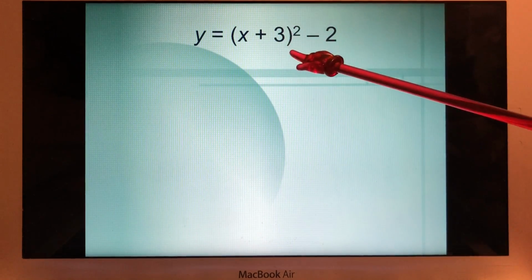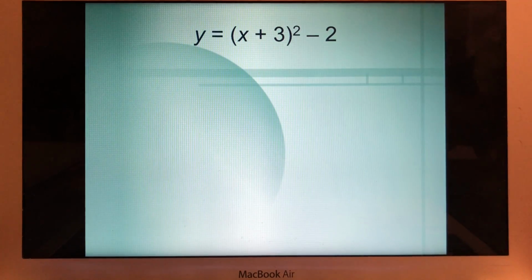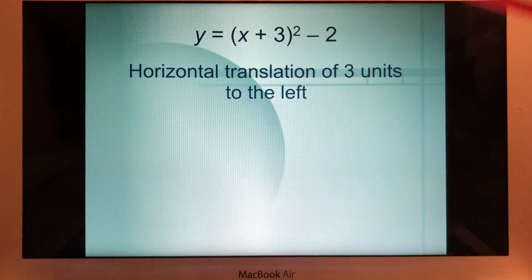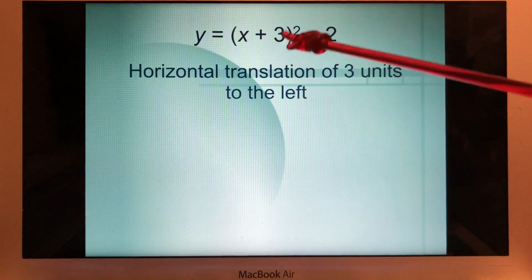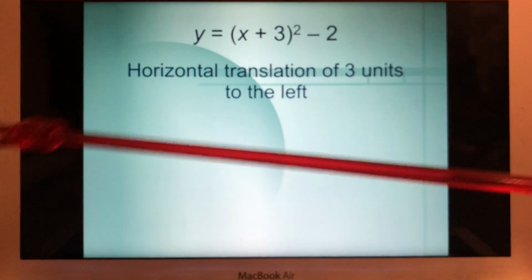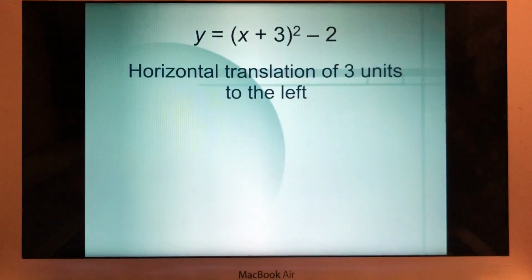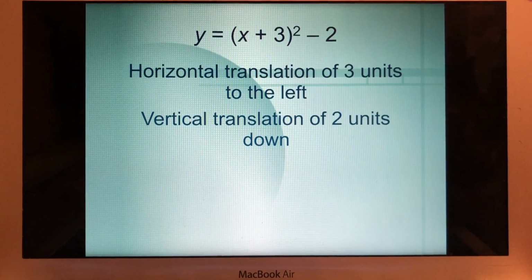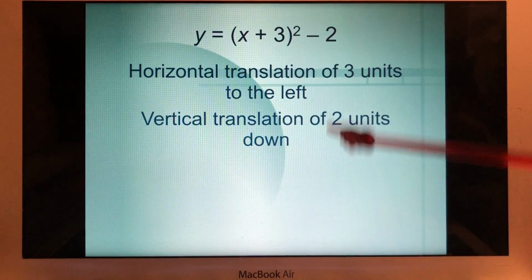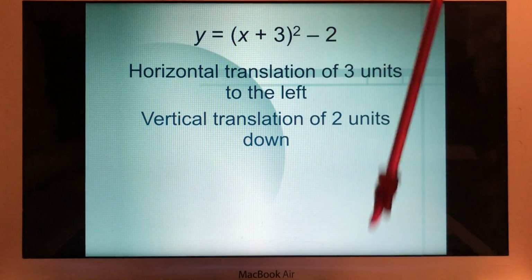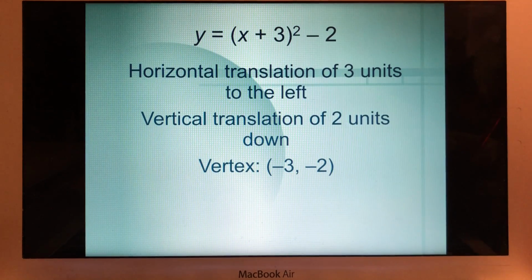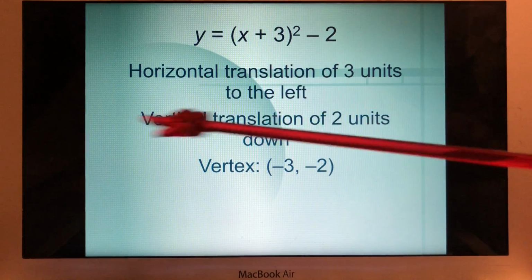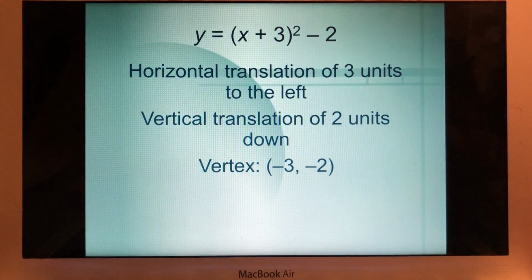Now let's take a look at this function, okay? Think about where your h is and where your k is. Okay, the h, horizontal translation of 3 units to the left. Okay, it's positive, but you're going to translate to the left. And then vertical translation of 2 units, and we're going down because it's negative. So now our vertex is (-3, -2).